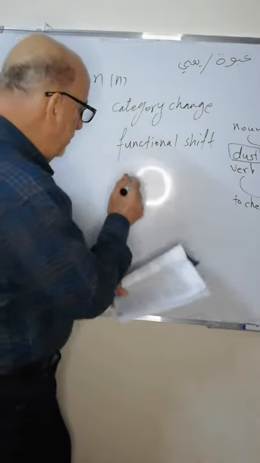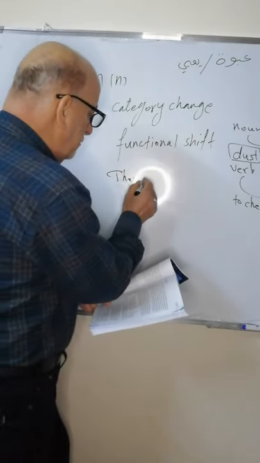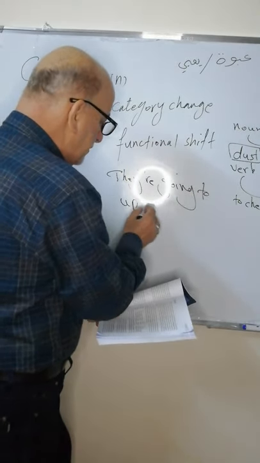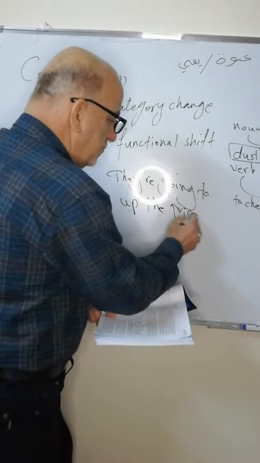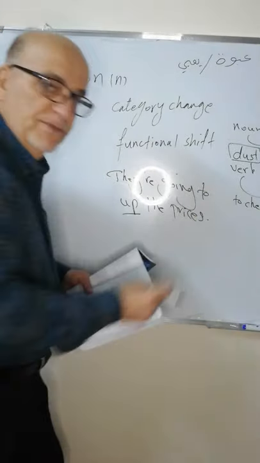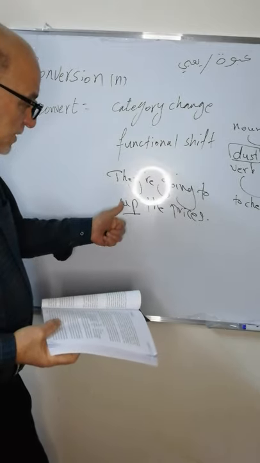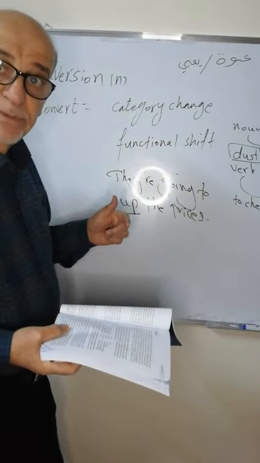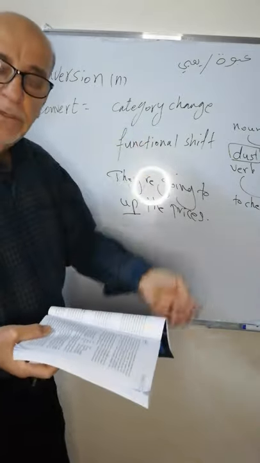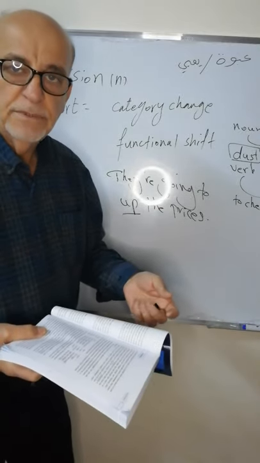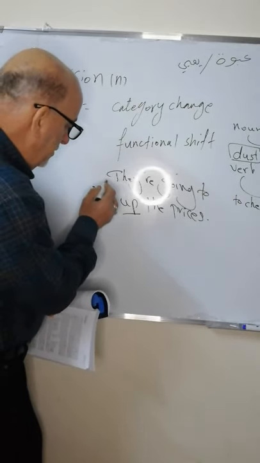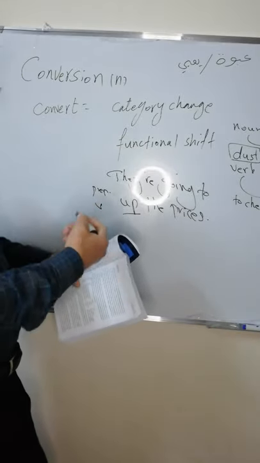One example which really attracted my attention, see, for example, here. This is a very good example. They are going to up the prices. See, up. Up is a preposition. To is also a preposition. But here, up is used as a verb. Up, 'a'la', meaning they raise the prices. So you have used it, from a preposition, as a verb. See, notice the category change.